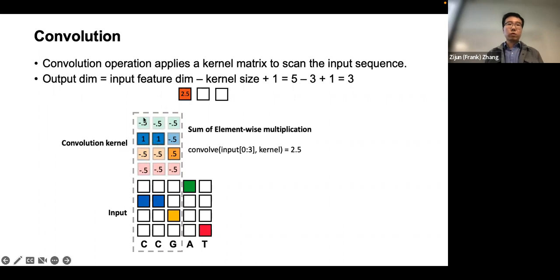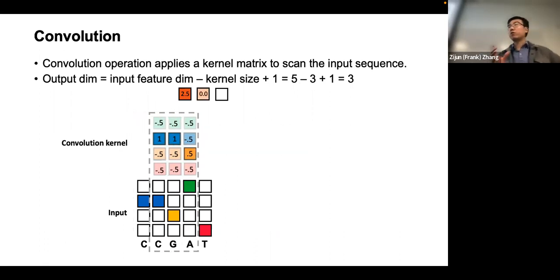So if you match this kernel to these first three nucleotides, you are summing up one times one plus one times one plus 0.5 times one. So that gives you a convolution score of 2.5. So this will be the first step output for your convolution operation. And then in the next step, you will slide this convolution kernel matrix one base pair to the next position. You can probably do this by yourself, but now we only have one matched C here and the rest do not match anymore. So this will decrease your output score from this convolution operation. And if you compute that, this is going to be zero.